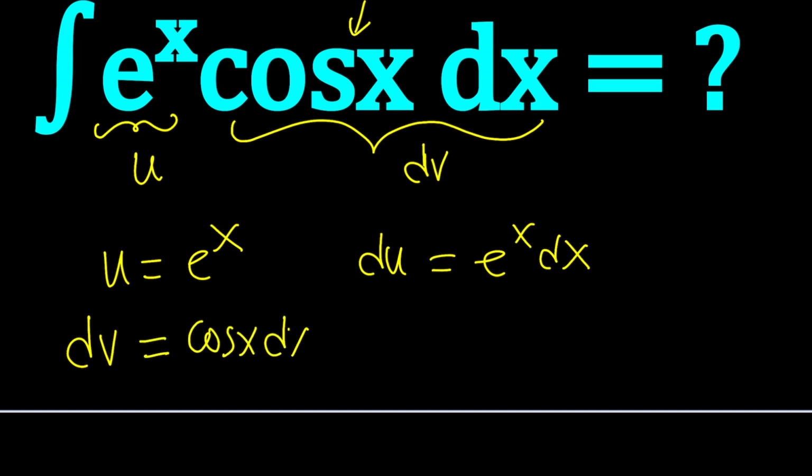Notice that we're going to integrate to find v, but don't include the constant because we're going to add that at the end. Make sense? There's no point in adding constants all the time because a constant plus a constant is another constant. Okay, it's still a constant.